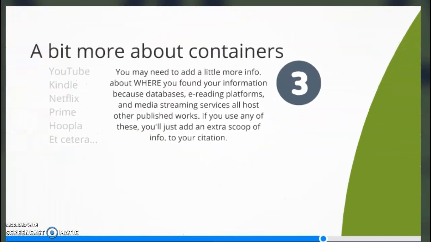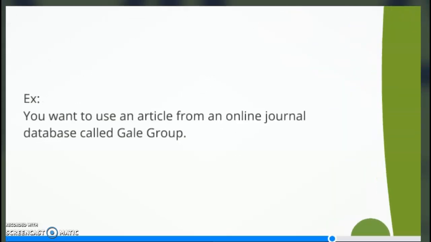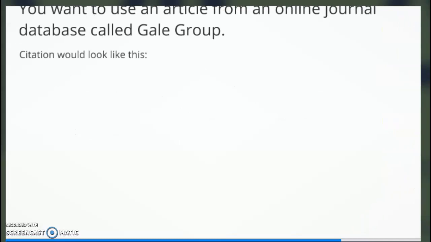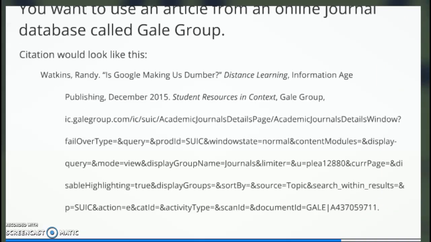A little bit more information about containers. You may need to add a little bit more info about where you found your information because databases, e-reading platforms, and media streaming services all host other published works. If you use any of those or these, you'll just add an extra scoop of information to your citation. So here's an example if you wanted to use an article from an online journal database called Gale Group. Your citation would look like this. Watkins, Randy, Is Google Making Us Dumber? Distance Learning, Informational Age Publishing, December 2015.